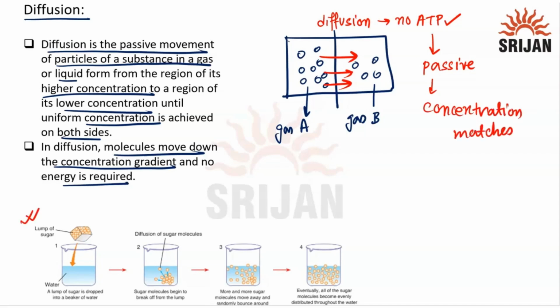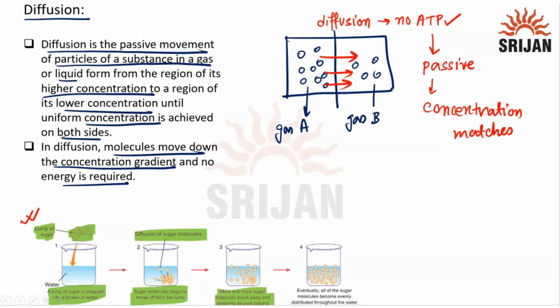Coming to the figure, just see, sugar is given to the water. Inside the water we added some sugar. Now a lump of sugar is dropped over here. Now what happens? The diffusion of sugar molecules will take place. Sugar molecules will break off the lump. Now what happens? It is distributed all over the water.